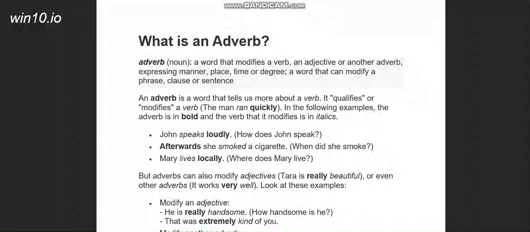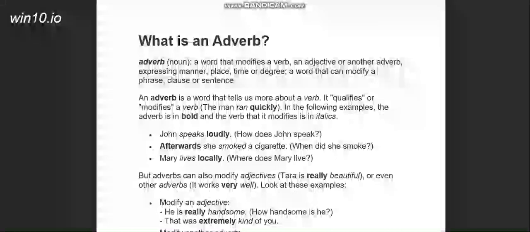Over here you can see on your screen, students, a definition of adverb which says: an adverb is a word that modifies a verb, an adjective, or another adverb, expressing manner, place, time, or degree. It can also modify a phrase, clause, or sentence. An adverb is a word that tells us more about a verb. This is a very important line, students. So anything which tells us more about the verb is known as an adverb.